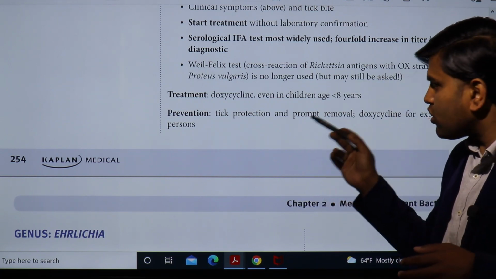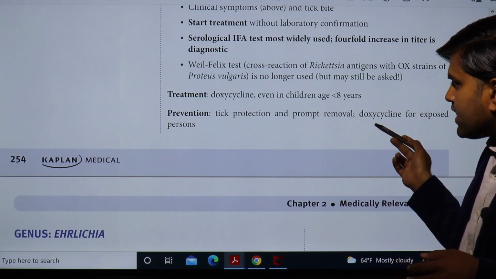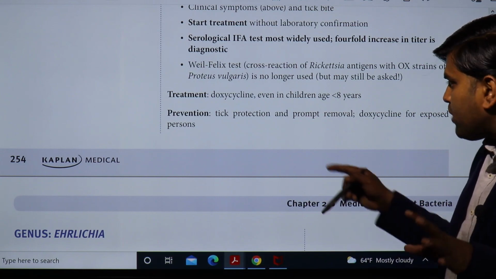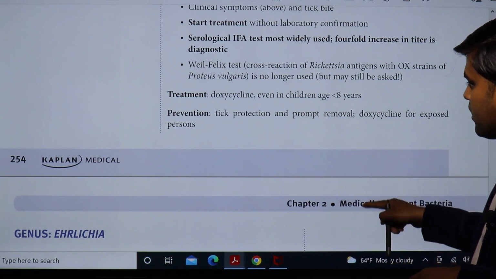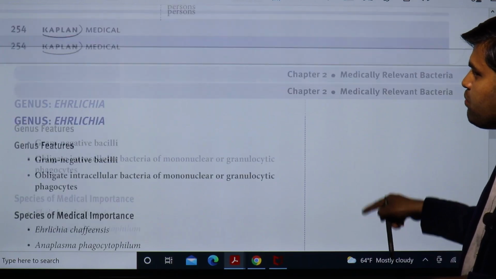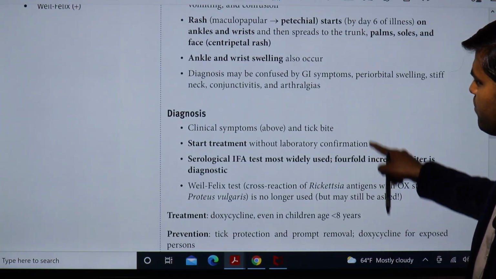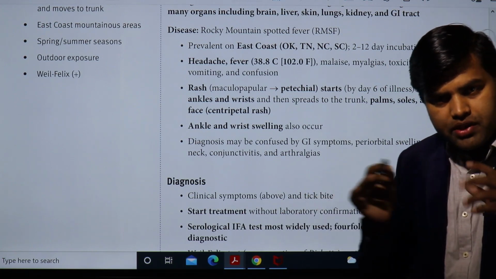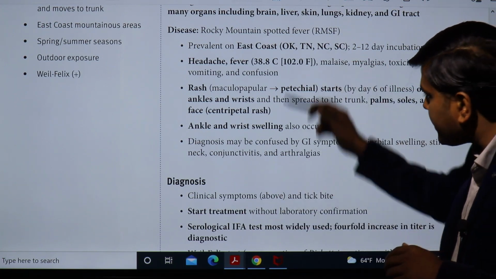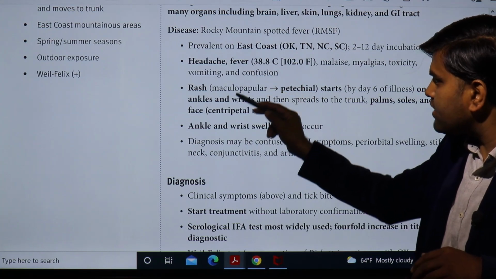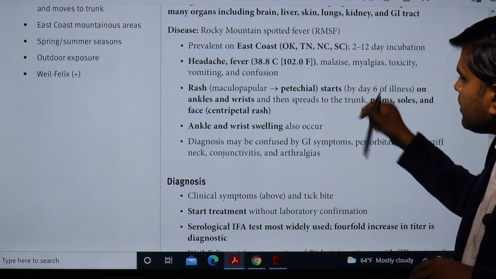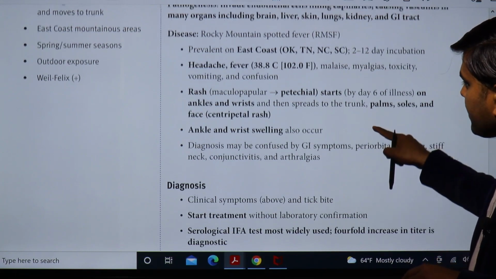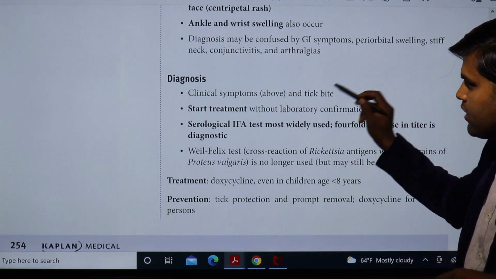Treatment is simple, that is doxycycline, even in children less than 8 years of age. Prevention is tick protection and prompt removal, and doxycycline for the exposed group. So we have come to know that the main thing is where the patient comes from, and the other thing is the clinical feature. The clinical features are headache, fever, and rash, and we know that it starts from the wrist and ankle and then spreads to your body. There will be ankle and wrist swelling. The diagnosis can be made clinically with tick bite.